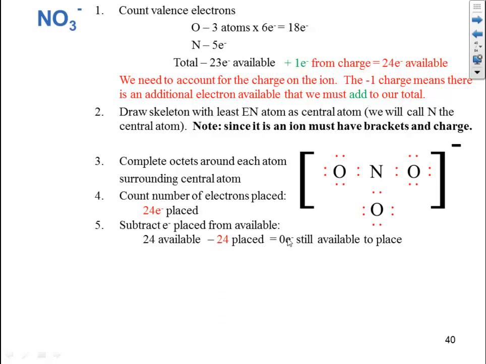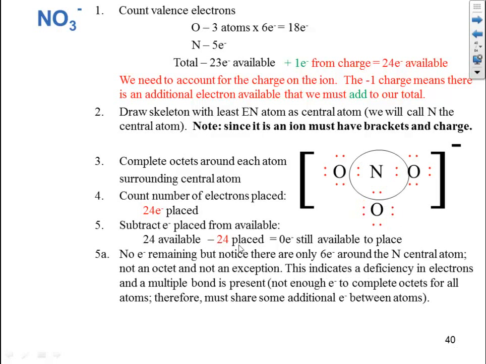So now I got to check, since I have no electrons available, do I have an octet around that central nitrogen? I got 2, 4, 6. The answer is no. That means I have a deficiency in electrons, which means I'm going to have to do some double bonds. So I have no electrons remaining, but notice there are only 6 around the central atom. It's not an octet. It's not an exception. This indicates a deficiency of electrons and a multiple bond is present. There's not enough electrons to complete octets for all atoms. Therefore, we must share some additional electrons between atoms.